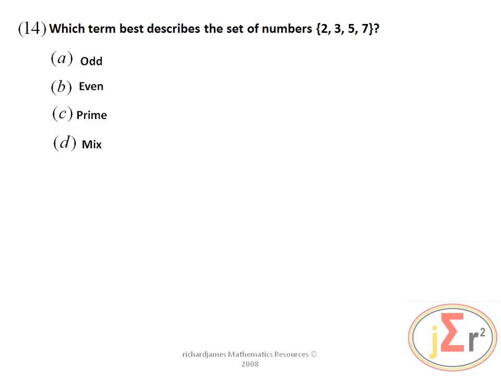Which term best describes the set of numbers? We have that set of numbers 2, 3, 5, 7.